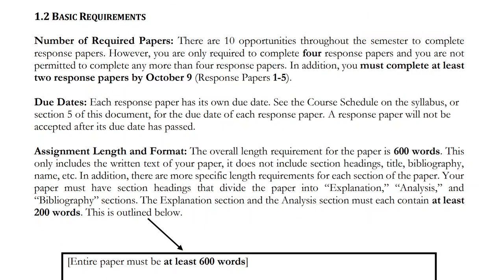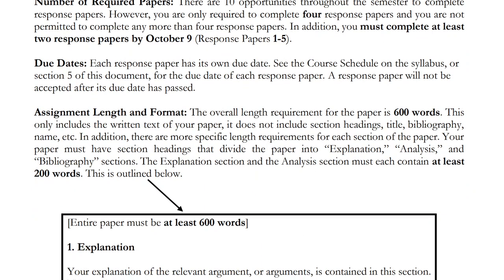Let's say a few things about the length and format. So overall, there is a length requirement for the paper, and that length requirement is 600 words. And that includes words of text. So it doesn't include your name or title or the section headings that we'll get to in a minute. It also doesn't include your entire bibliography section. The 600 words is just the actual written words of text that you have in the paper.